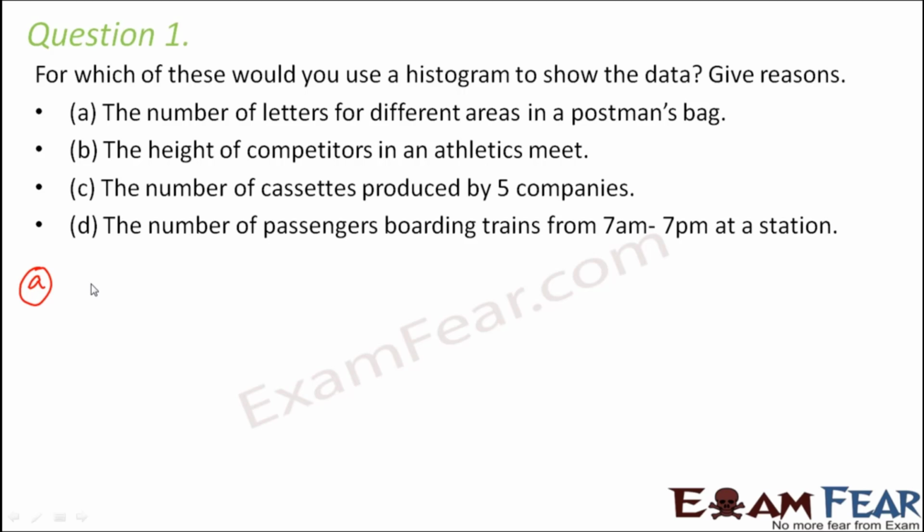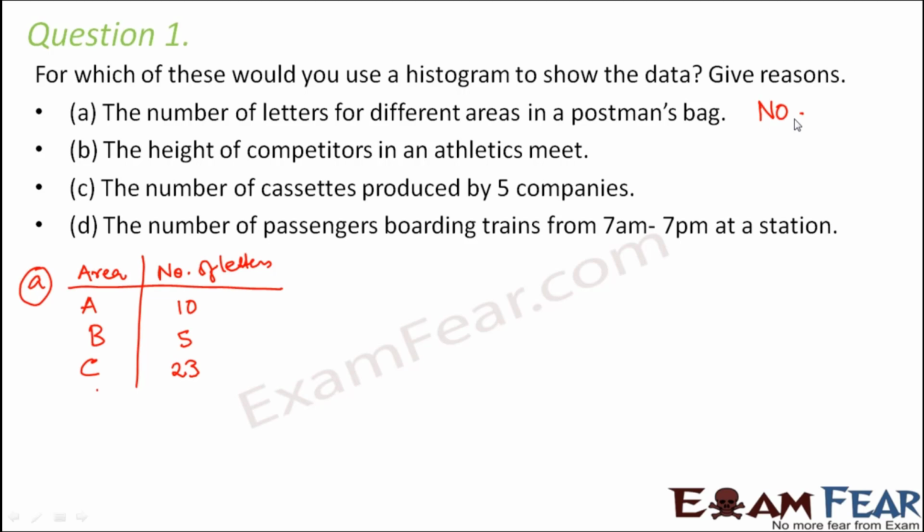So if you try to visualize the frequency distribution table that you might have in this case, it would be something like this. Let's say the areas and number of letters. So maybe for area A, there might be 10 letters. For area B, there might be 5 letters. For area C, there might be 23 letters, and so on. So somewhat the frequency distribution would be of this kind. So do you feel that this can be divided into groups? No. So there is no grouping in this. You do have frequency, but there is no grouping. So therefore, this cannot be represented by a histogram.